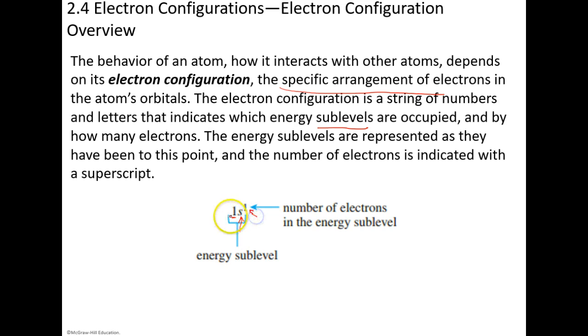They always show a whole number in front, and then a letter, and then a superscript number. This first number is our shell number. What shell is the electron in? The letter is then followed by our subshell. What subshell is it in? And then this number up here, our superscript, is the number of electrons in the subshell.